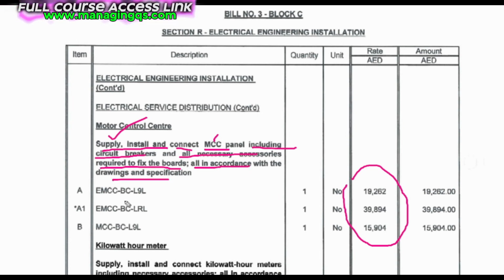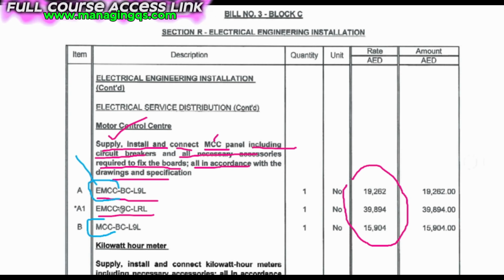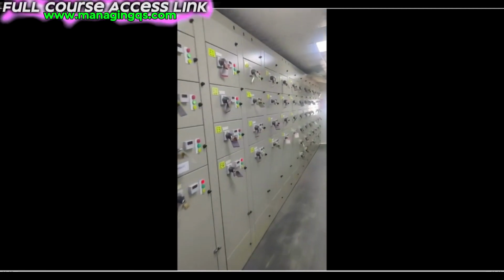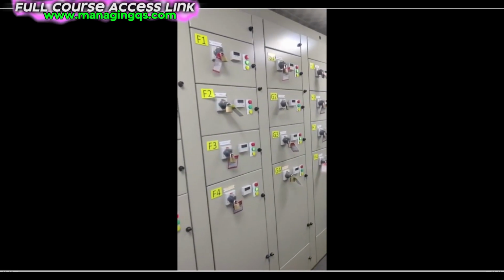You can see there's a name based on the drawings. Some panels are named EMCC, and some panels are named MCC something. So E means electric motor control center panels and MCC means just a motor control center. So this is the main difference between EMCC and MCC. You can see the real-time picture of the MCC control panel being fixed on site.